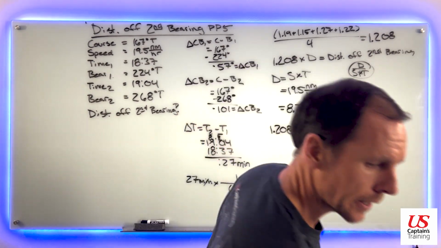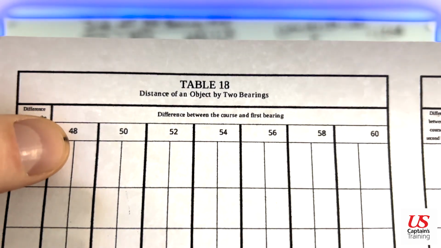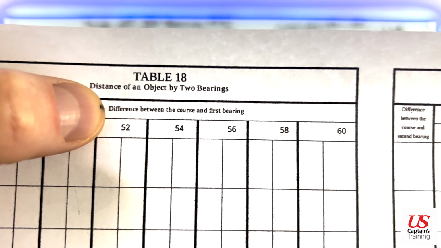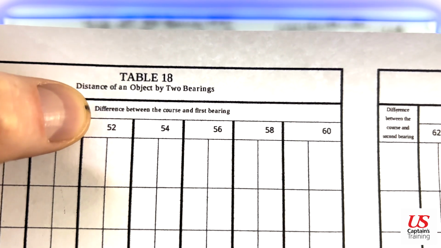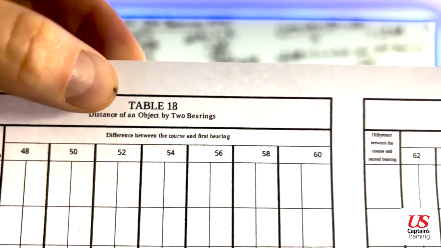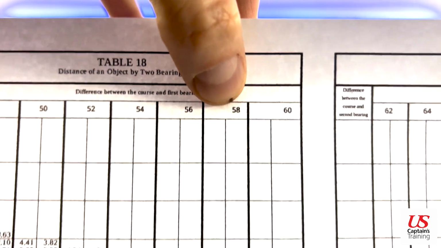I'm going to show you this table right now, give you a tour. The top of this table, these numbers up here, see this? This is the difference between the course and the first bearing. We calculated it as 57. So we're going to be right between 56 and 58. We'll be right in here.